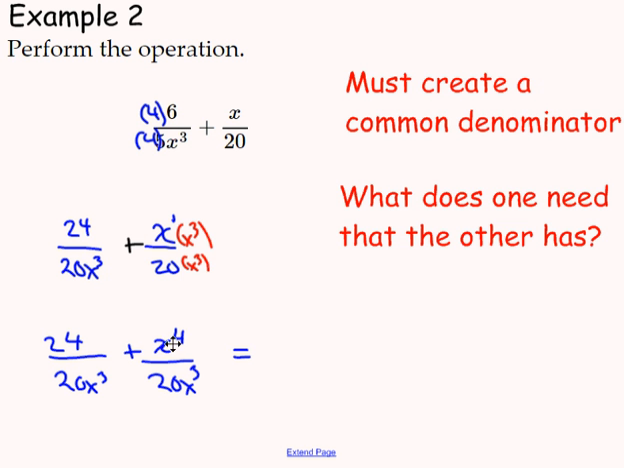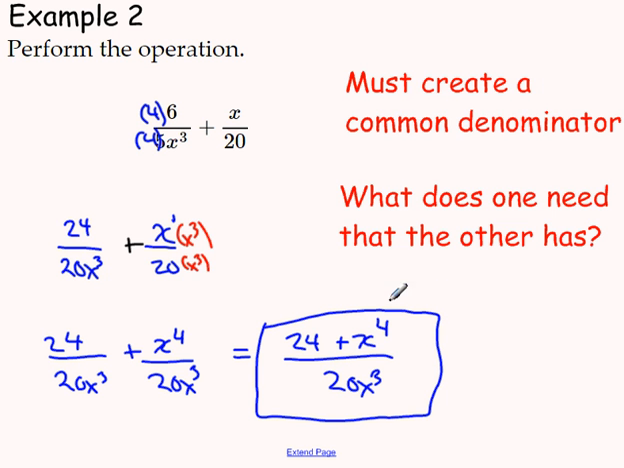You can't combine these two terms on the top because they are not like terms, so you're going to keep them separate. So you get 24 plus x to the fourth over 20x to the third. That's the final answer.